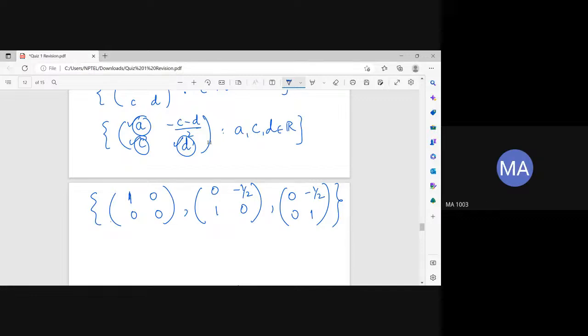And ma'am, there are few questions where a set is given and we are asked the span of it. How are we supposed to find that span?